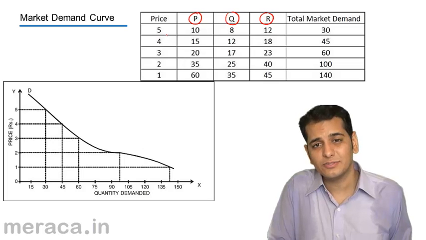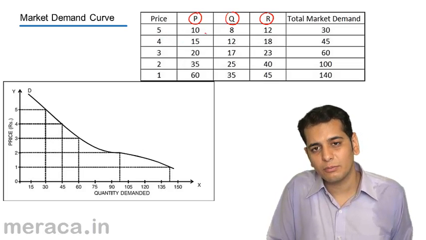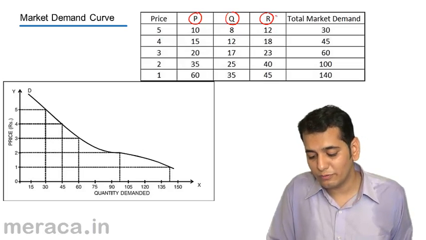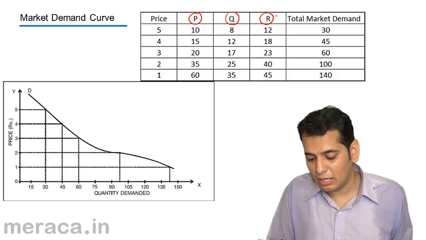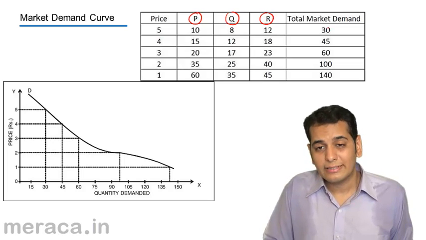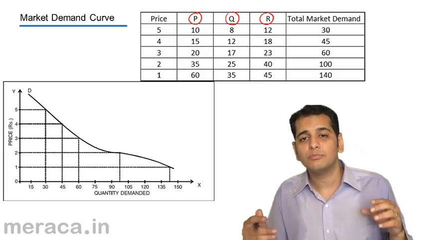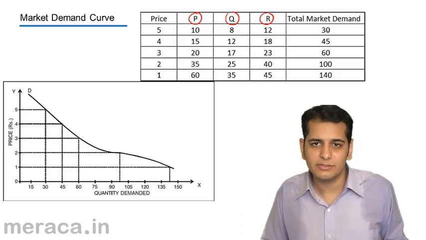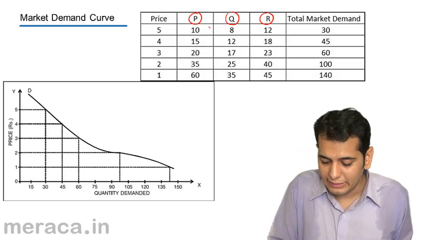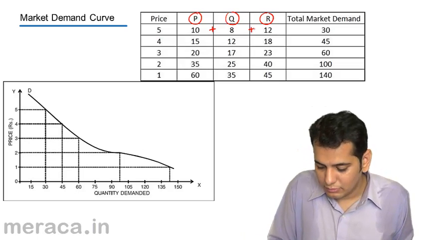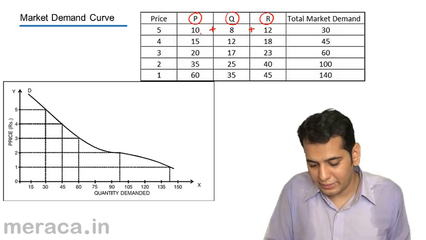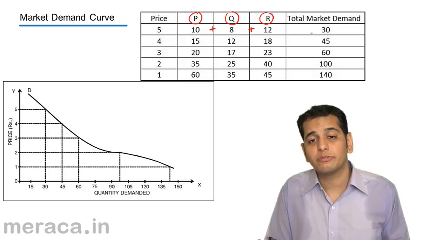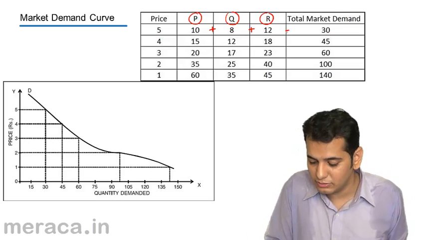First, when the price is rupees 5, 10 units of the commodity are demanded by P, 8 units are demanded by Q and 12 units are demanded by R. So, how do we know how much quantity is demanded in the market? We said these are the 3 buyers in the market. So, what we do is we add up their demand. 10 plus 8 makes 18 and 18 plus 12 is 30. So, we can say that the market demand is 30.